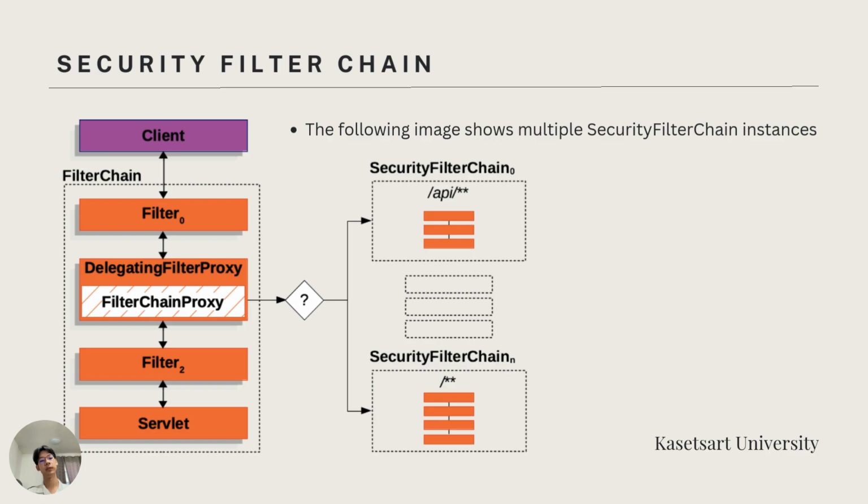Notice that SecurityFilterChain 0 has only three Security Filter instances configured. However, SecurityFilterChain n has four Security Filter instances configured. It is important to note that each SecurityFilterChain can be unique and can be configured in isolation. In fact, a SecurityFilterChain might have zero Security Filter instances if the application wants Spring Security to ignore certain requests.